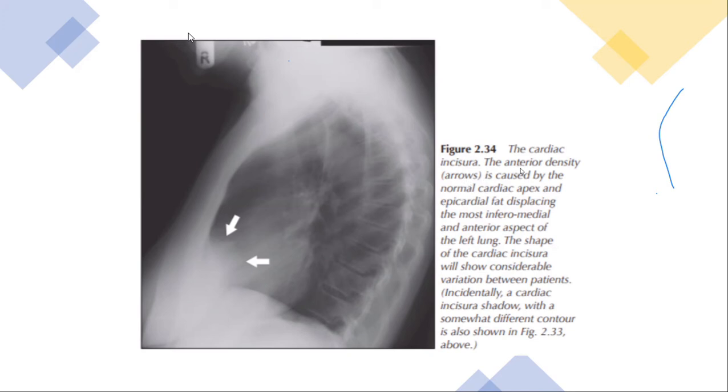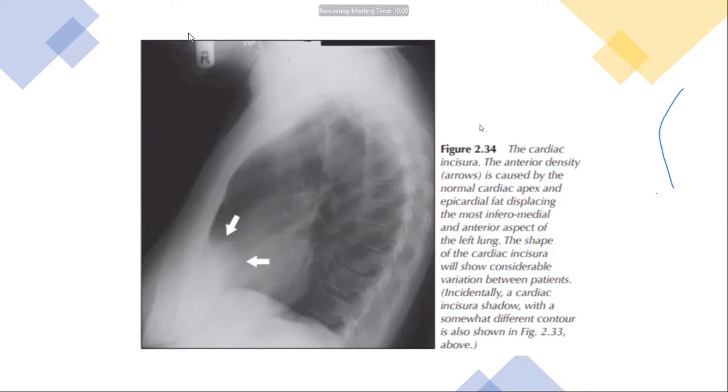The anterior density shown by the arrow is caused by the normal cardiac apex and epicardial fat, displacing the inferomedial and the adjacent aspect of the left lung. The shape of the cardiac incisure will show considerable variation between patients. So you have to keep it in mind. Incidentally, a cardiac incisure shadow, here seen with a somewhat different contour, is also seen in another picture.